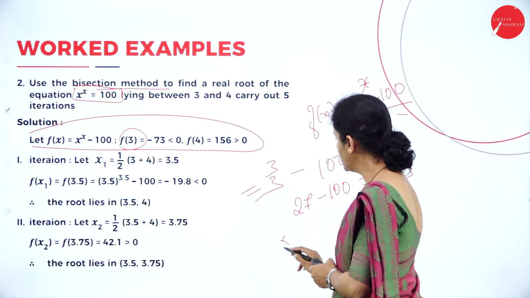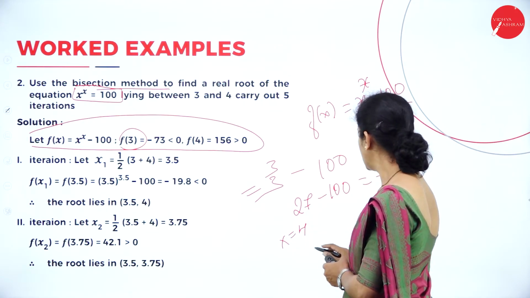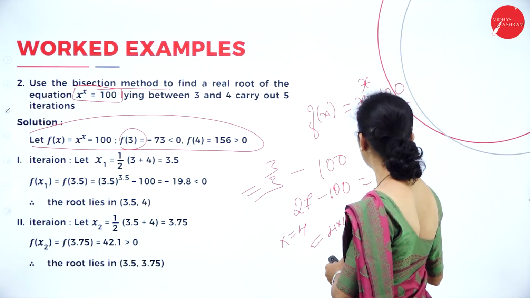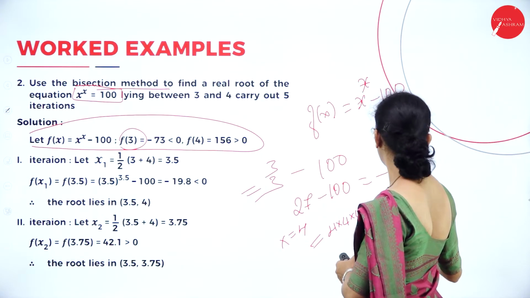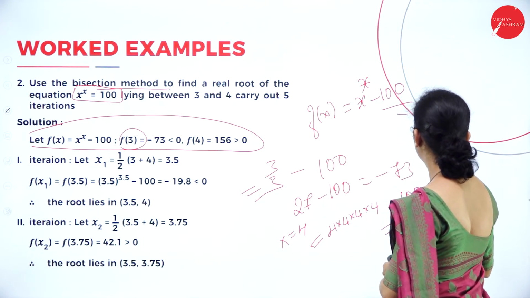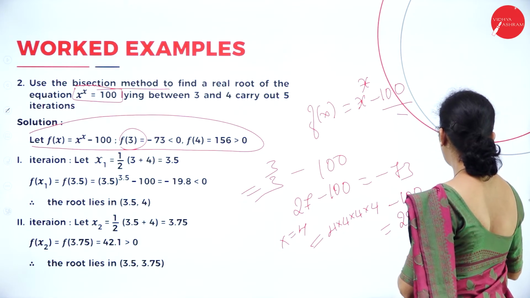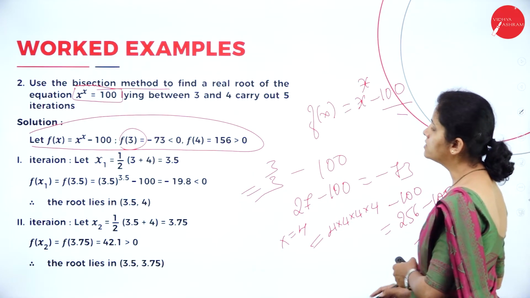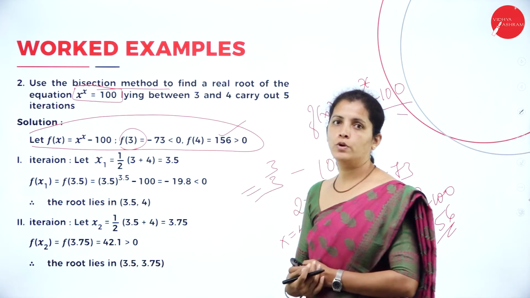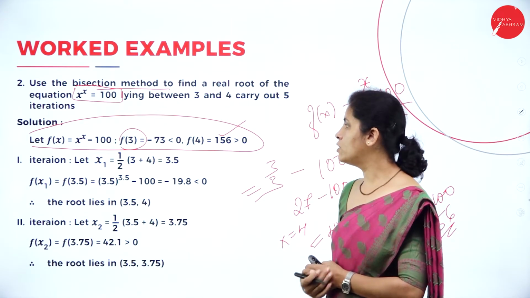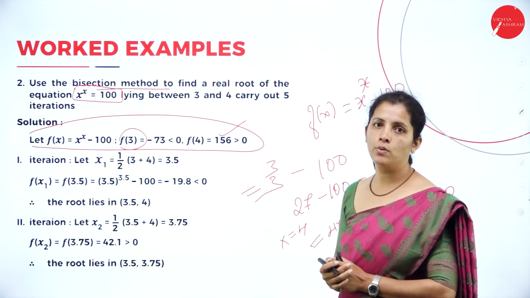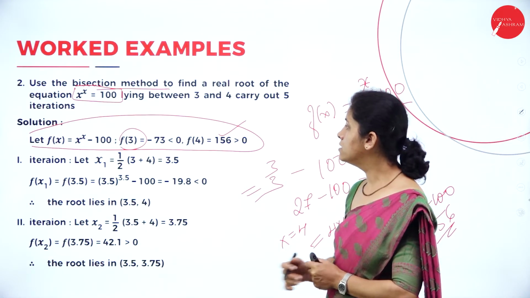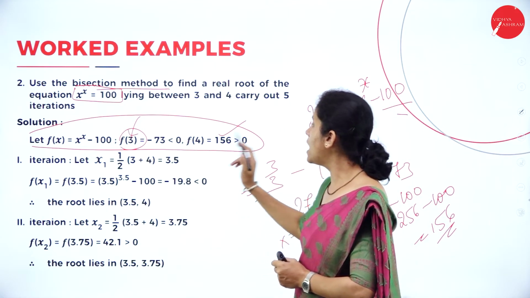Now x equal to 4. So when I substitute 4 into 4 to the power of 4 minus 100, I'm going to get 256 minus 100, I'm going to get 156. So it's a positive value. I'm going to stop the substitution because I got one negative and one positive value. So the root lies between 3 and 4.